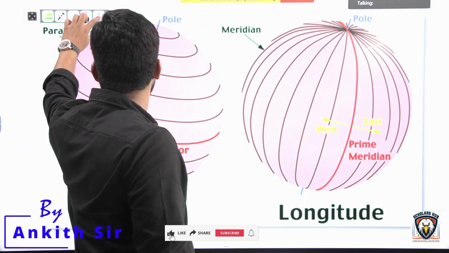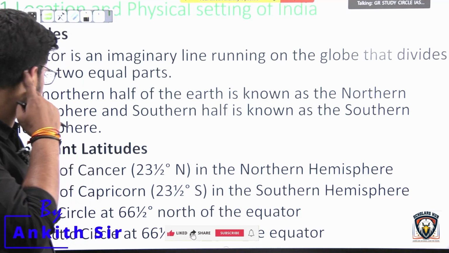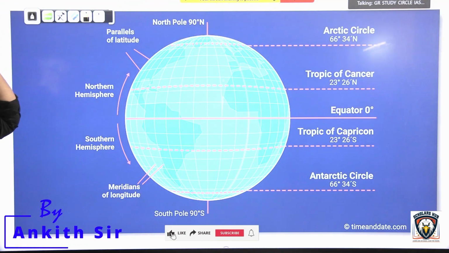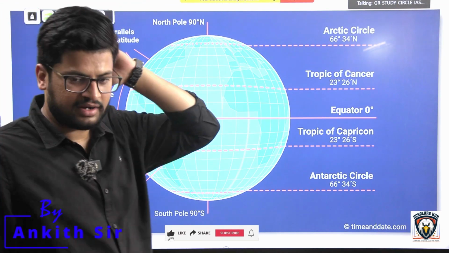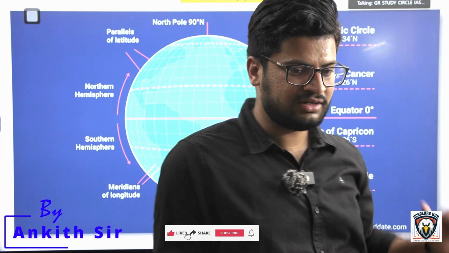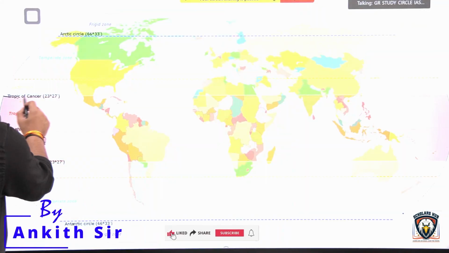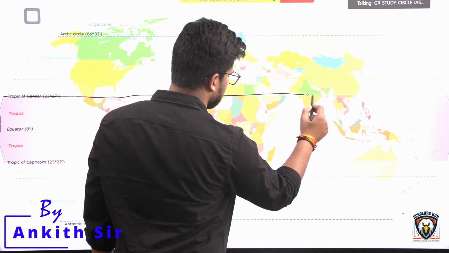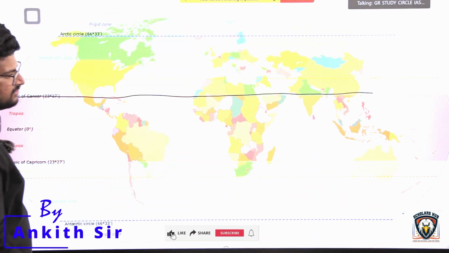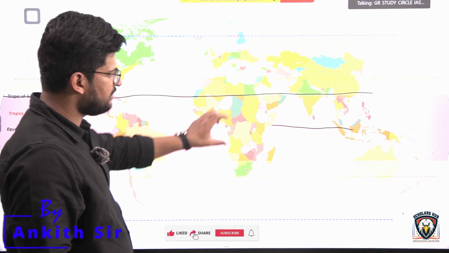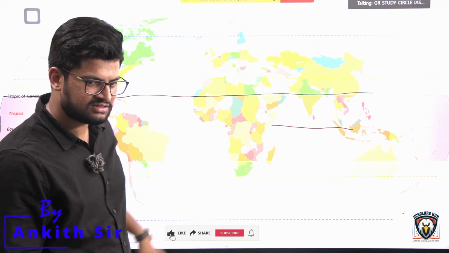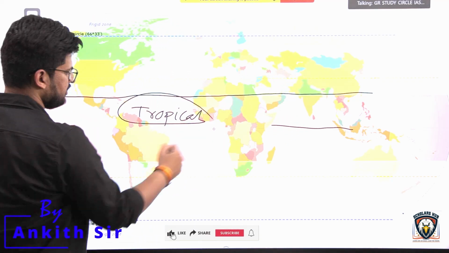So understanding the latitudinal and longitudinal extent of India is also important. You know the important latitudes: the Tropic of Cancer, Tropic of Capricorn, Arctic Circle, Antarctic Circle, North Pole and South Pole. If you look at the latitudes passing through India, the Tropic of Cancer passes through India almost from the center. India is above the equator, so basically India is in the tropical region.